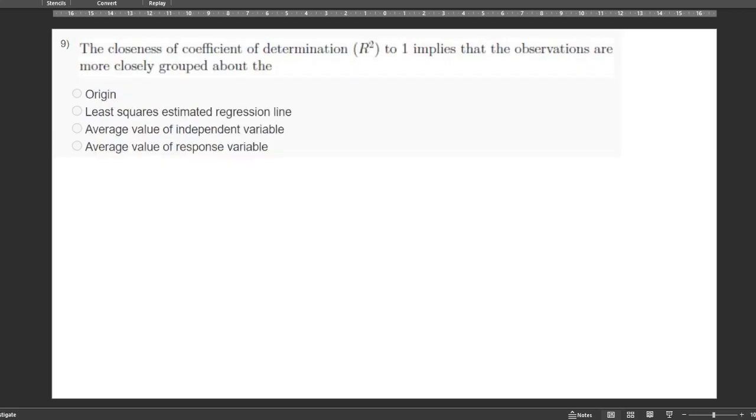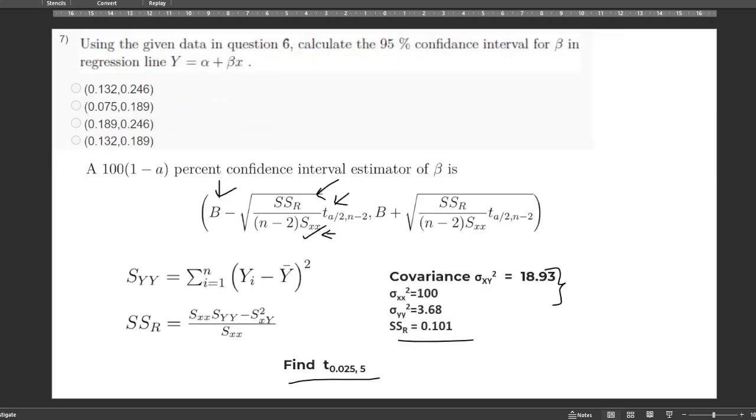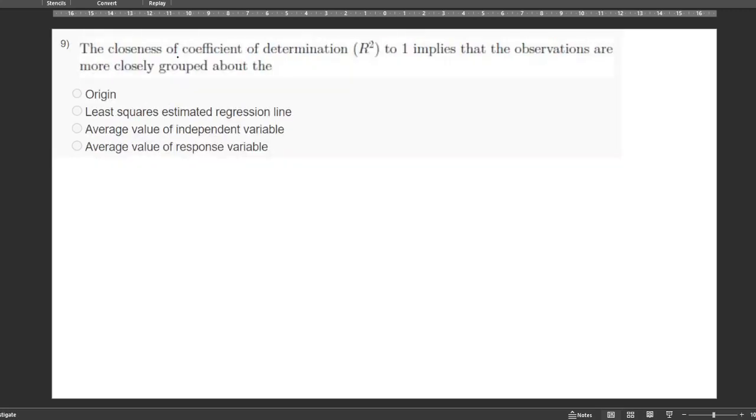Before going to the 8th question, we have solved the 7th question now. Before going to the 8th question, let's complete the 9th question. So, the closeness of the coefficient of determination R square. The coefficient of determination means how much of the data is matching with the linear regression line. For example, if it is 90, I can draw it for you.